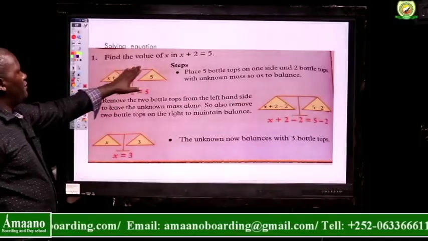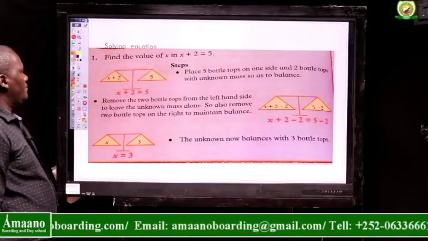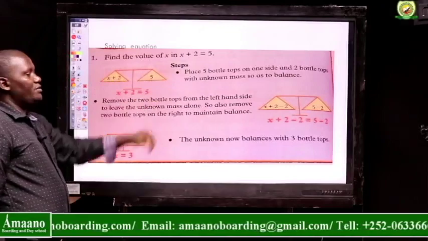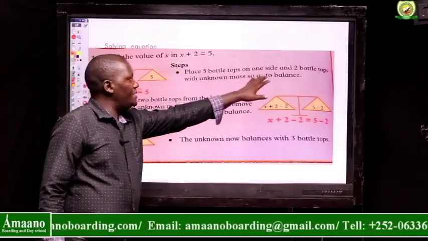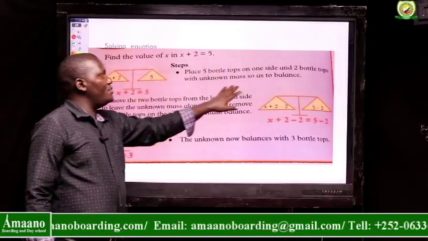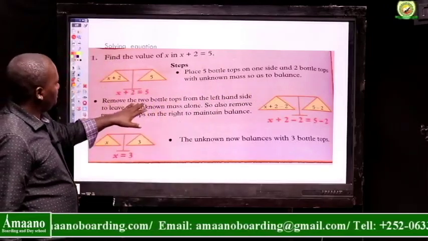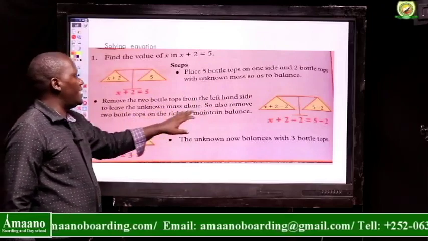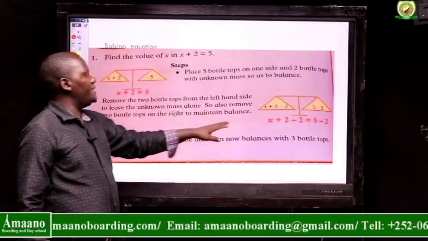Find the value of x in x plus 2 equals 5. I have a beam balance there. That x plus 2 will balance with 5. That is, place 5 bottle tops on one side and 2 bottle tops on the other side with the unknown mass, so as to balance this equation. Remove the 2 bottle tops from the left hand side to leave the unknown mass alone, so as to remove 2 bottle tops on the right hand side to maintain the balance.